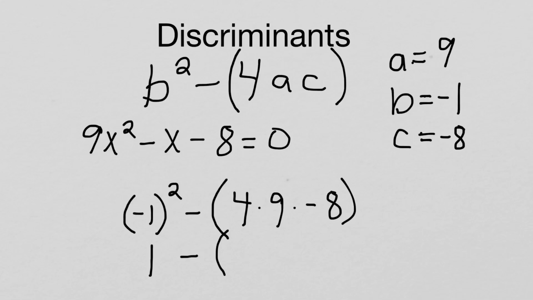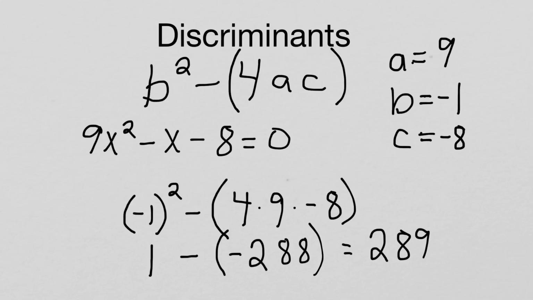Times 4, if you put that in your calculator, -72 times 4 is going to give you -288. Use your calculators. All right, 1 minus -288, minus a negative is going to be positive, and this is going to give you an answer of 289. So the tricky part on this is the negatives.